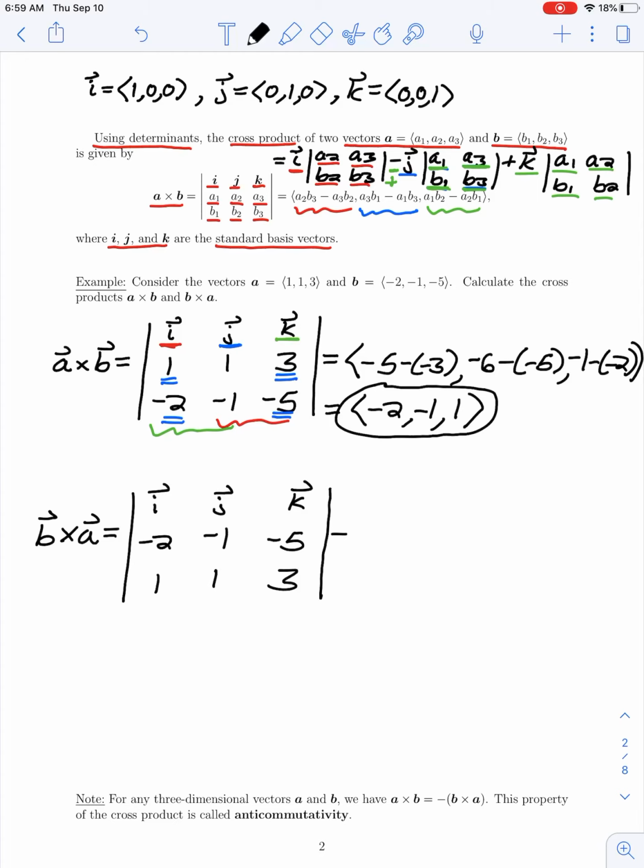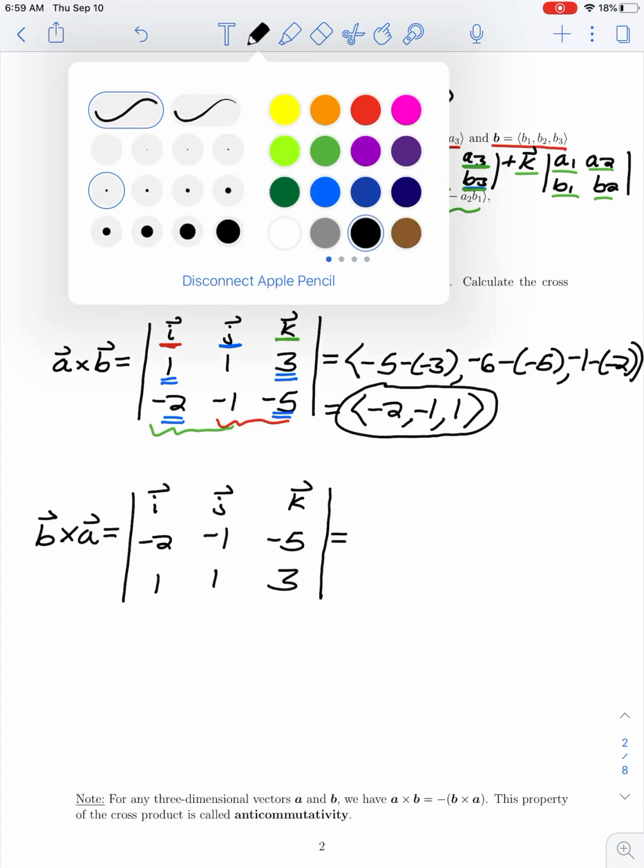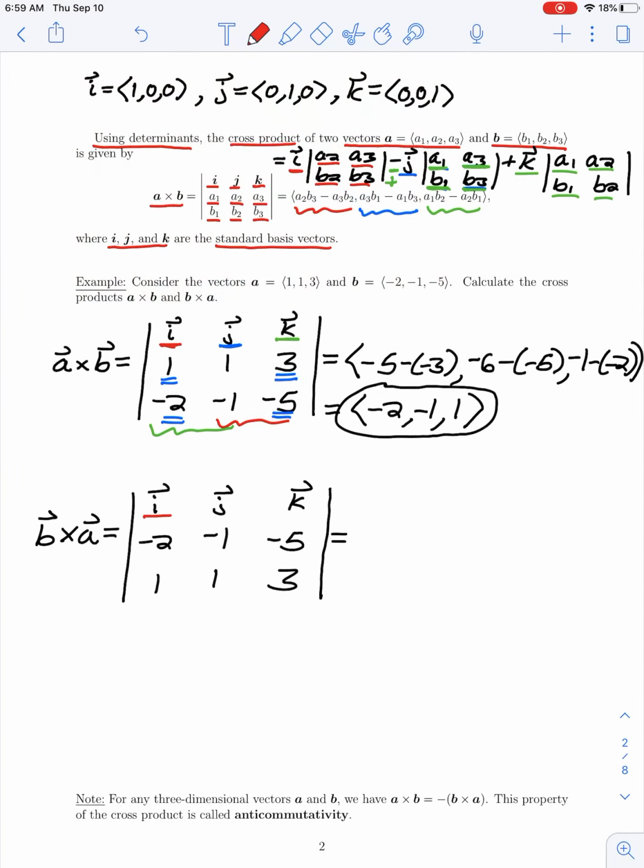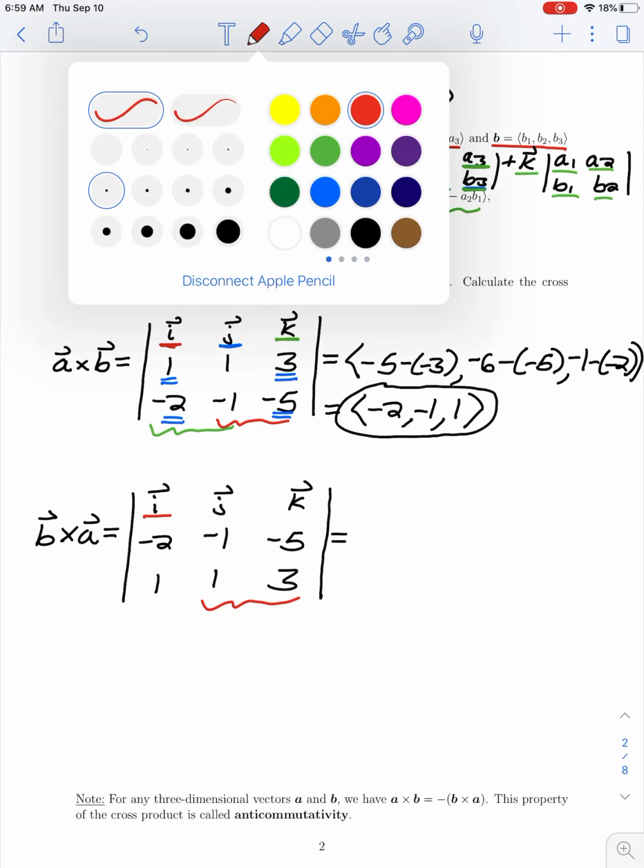So again, using the definition of a determinant for a 3 by 3 matrix, the first entry, or the i component of our cross product, will be the determinant of the 2 by 2 submatrix we get from deleting the first row, first column.